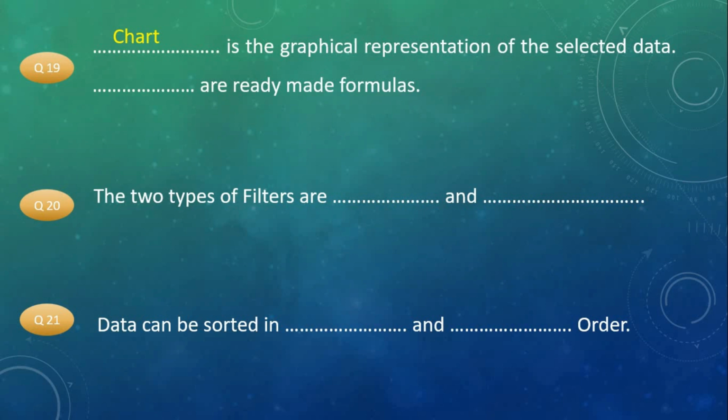The answer for these: chart is a graphical representation of selected data, and functions are ready-made formulas. The two types of filters are autofilter and advanced filter. Data can be sorted in ascending and descending order.